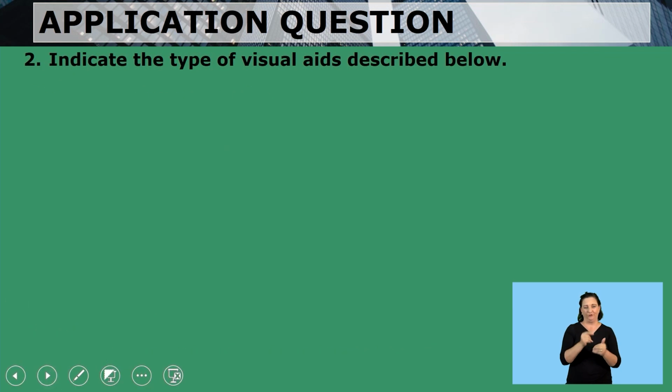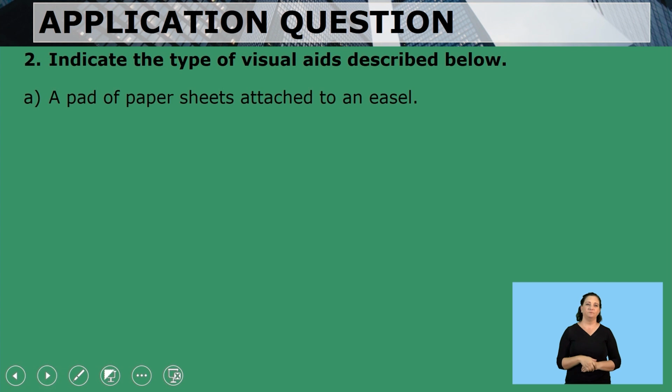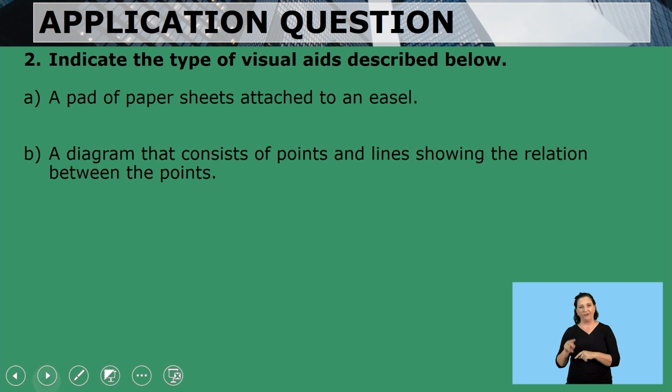All right, now we are done with the first question. We're moving on to the second question. It says here, indicate the type of visual aid that is described below. A pad of paper sheets attached to an easel. What is that? You need to indicate the type of visual aid. What do you think is the correct answer? Let me just show all the other visual aids so that you can think.